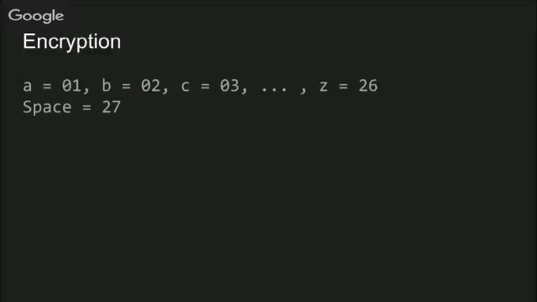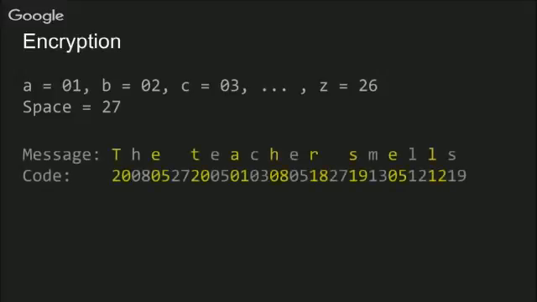So what you can do is encode your message. Here's a simple encryption method where each letter is represented by its spot in the alphabet and space is 27. Then you can encrypt your message and your friend can decrypt it by doing the reverse of what you did. But if your teacher intercepts the note, she won't be able to read it unless she knows how to decode it.